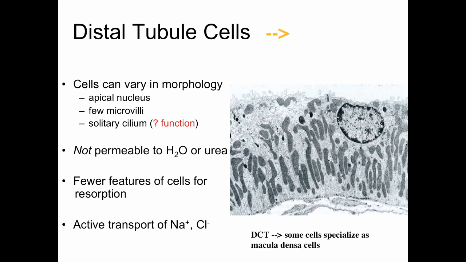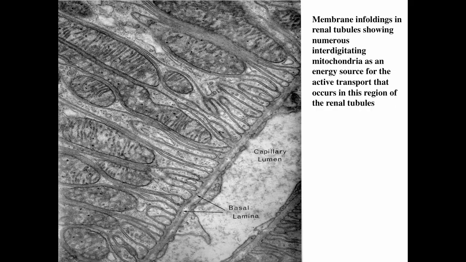And then, as we have suggested, in the distal convoluted tubule, some of the cells specialize as the macula densa cells. This is just a higher power electron micrograph showing the basal infoldings in these renal tubules. Look at the membrane infoldings and look at the numbers of mitochondria interdigitated in these infoldings. Very highly characteristic of cells involved in active transport.